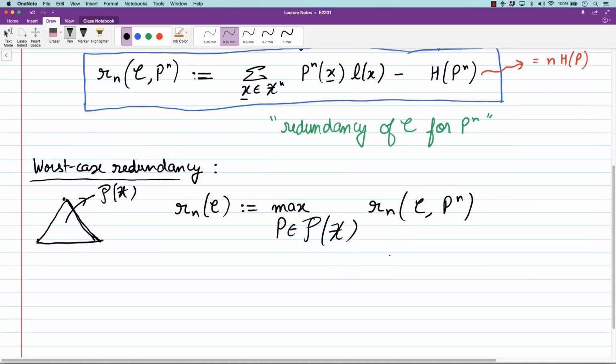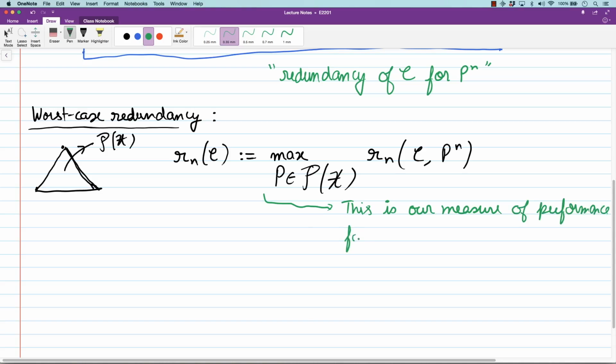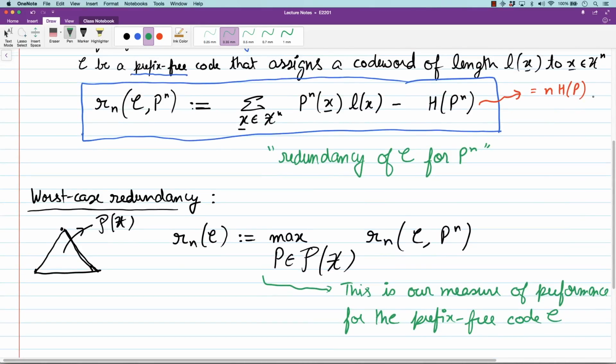Our goal is to look for a code C. So this is the measure of performance: worst case redundancy of a code. This is our measure of performance for the prefix free code C, and we want it to be as small as possible. Note that we are competing with a benchmark which is n times H(P). So this grows linearly with n.